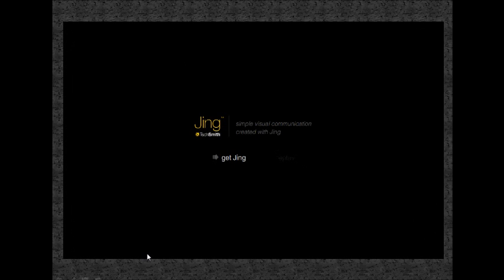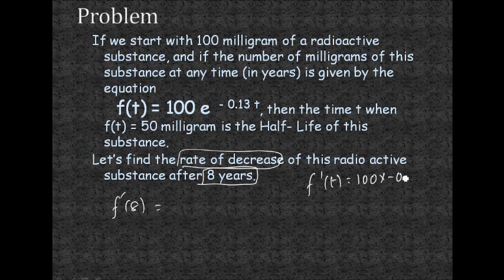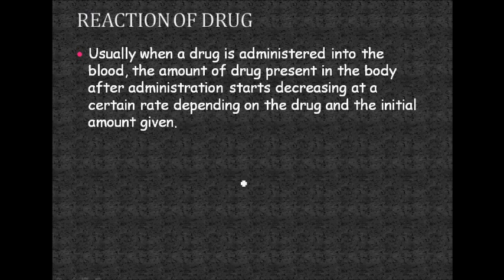So going back, this is your question. How do you do this analytically without the graph? It's very simple. We need to find the rate of decrease, which means we are finding the slope of the tangent at t equal to 8 years, which means we need to find f dash of 8. That's it. First find f dash of t, which is 100 times negative 0.13 times e to the power of negative 0.13t, and then find f dash of 8 by substituting t equal to 8. And you will get the answer as negative 4.6, as we saw in the graph.